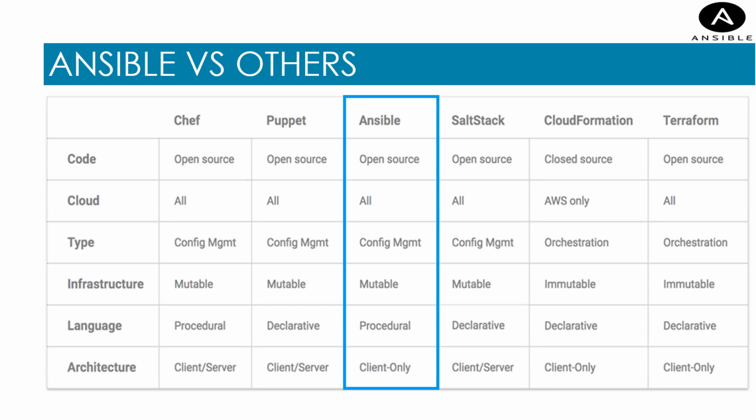Ansible versus other tools. If you compare Ansible with Chef, Puppet, SaltStack, CloudFormation, and Terraform, in terms of code, cloud, type, infrastructure, language, and architecture, Ansible is open source in terms of code, supports all clouds, is used for configuration management, has mutable infrastructure, a procedural language, and a client-only architecture.